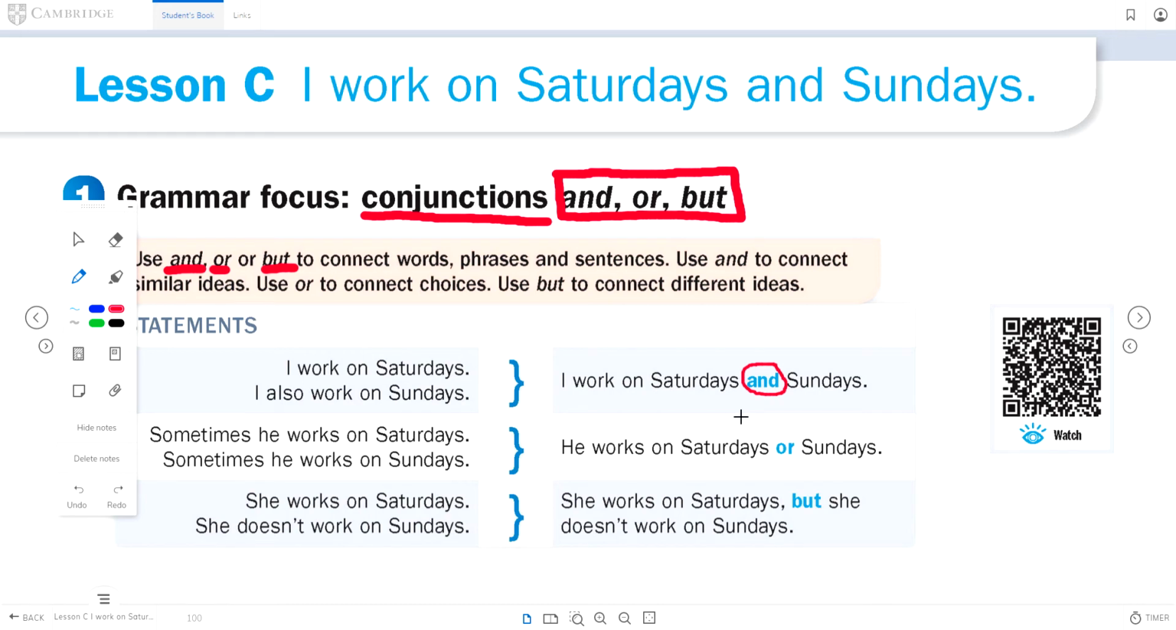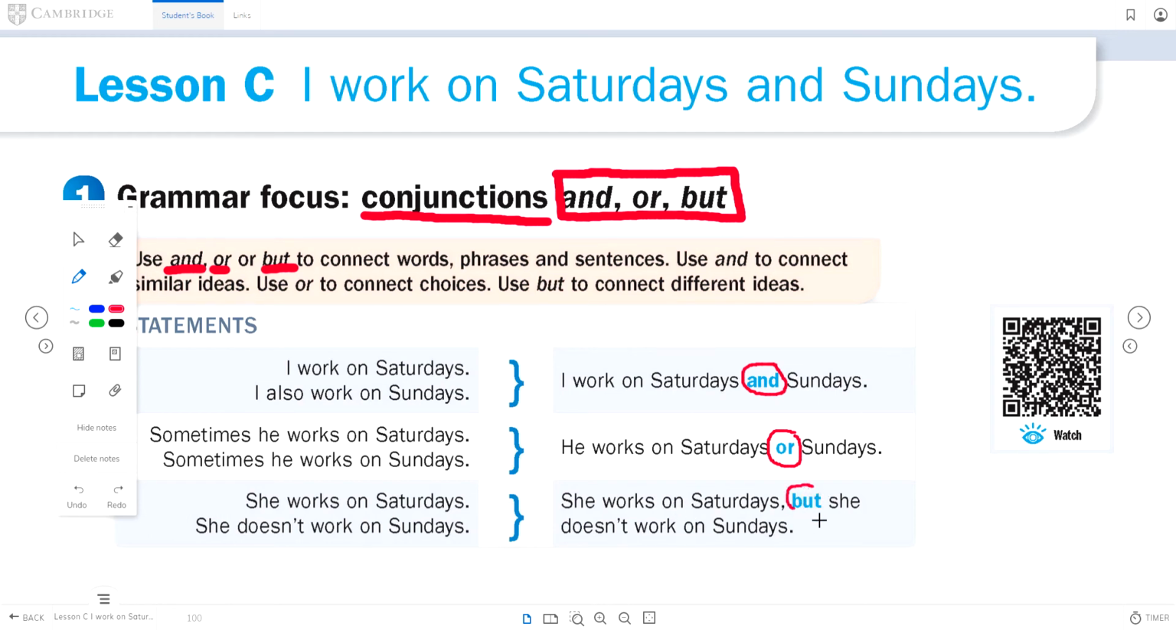Now we have another conjunction, and that conjunction is or. When you have or, it's an option. Either or, it's an option. He works on Saturdays or Sundays. Sometimes it's Saturday, sometimes it's Sunday. Saturdays or Sundays gives me the idea of option. Not like and, when they are all together. Here you have to pick. It has to be chosen.